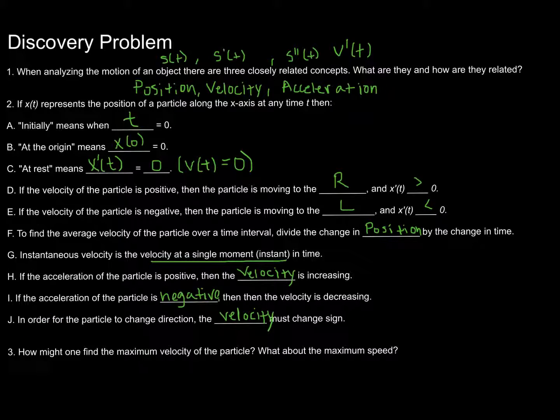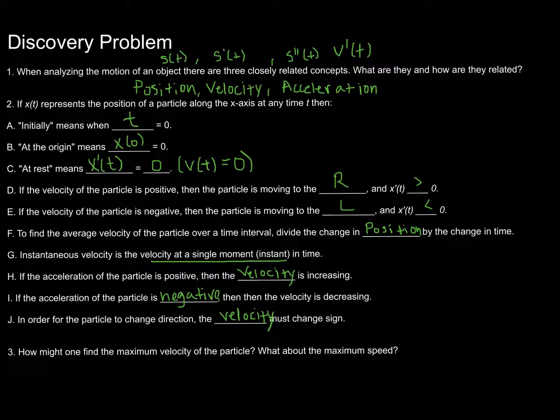In order for the particle to change direction, so think about going from right and then moving to left, or left and then moving to right, we know that the velocity is going to have to change sign. And so if you're thinking about, well, how do I determine that? Remember, we've created these really beautiful sign charts that allow us to analyze how the derivative or the second derivative is changing. And of course, when we notice that the sign changes, we'll notice that the particle is going to be changing direction.